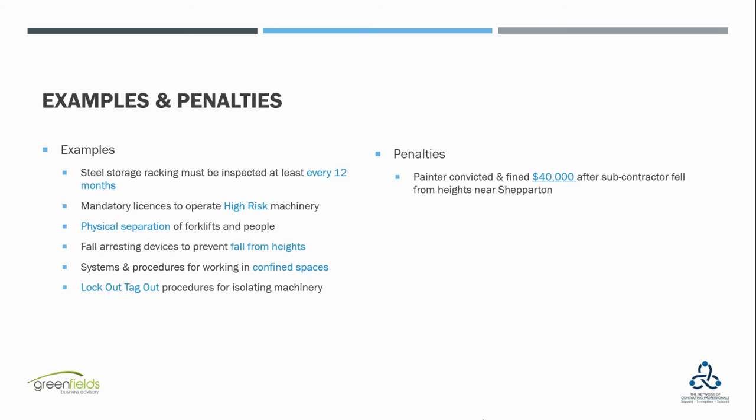A painter was convicted and fined $40,000 after a subcontractor he employed fell from heights through the shed roof near Shepparton on a farm. Whilst it was a subcontractor, the prime contractor, the painter in this case, didn't provide a safe system of work. Another example is a company was convicted and fined $120,000 after a worker was run over by a truck at a plant in Pakenham, near Dandenong in Victoria.